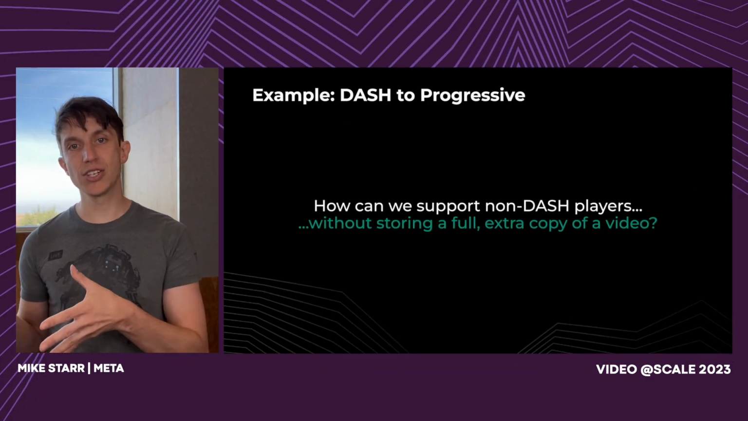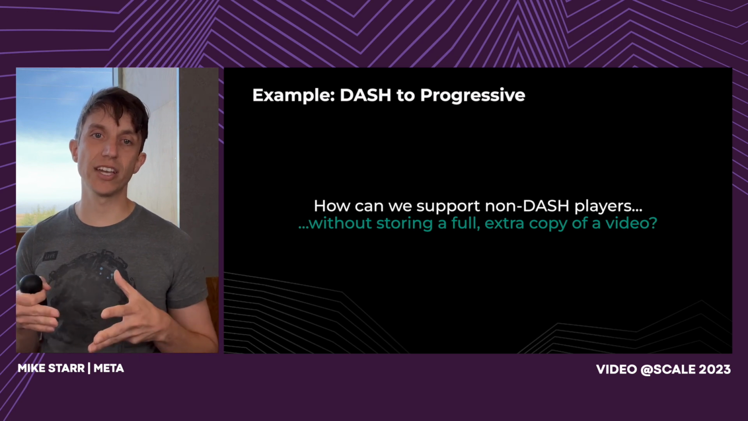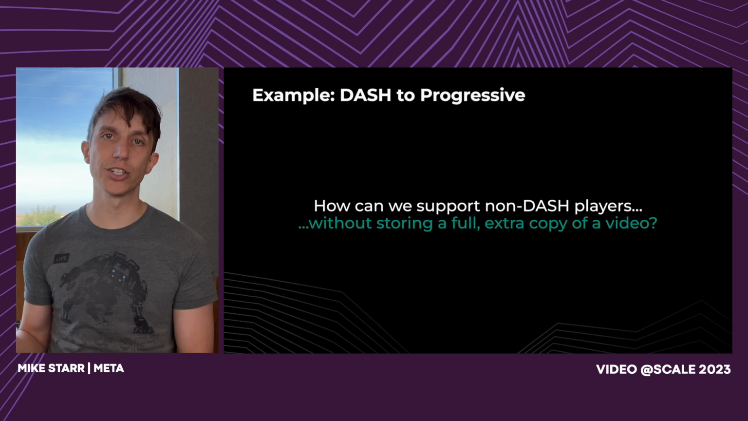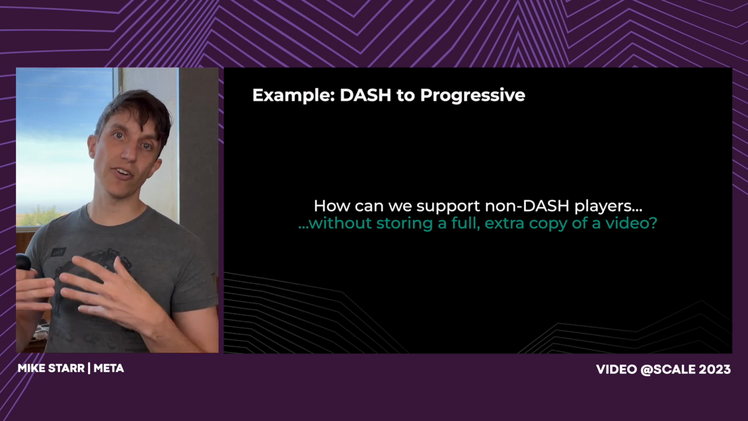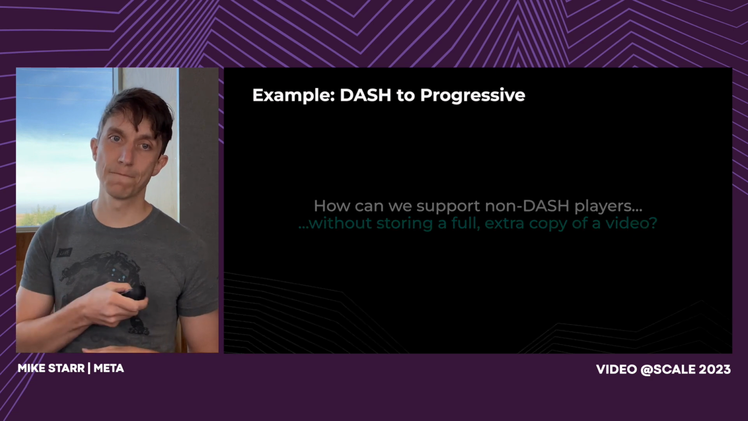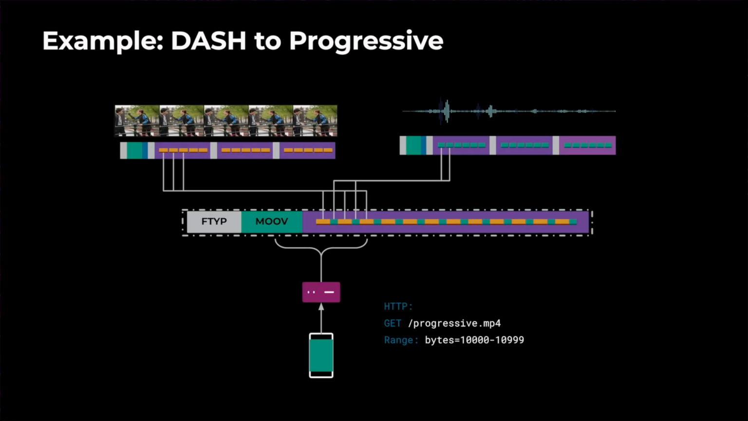So the first use case, which motivated us to build the technology again, is serving progressive MP4 files to players that don't support DASH. To do this, we're going to take our existing DASH sources and produce a single progressive file on the fly. What we'll do is construct a virtual video file, which uses one of the DASH audio and video sources for a given piece of media.